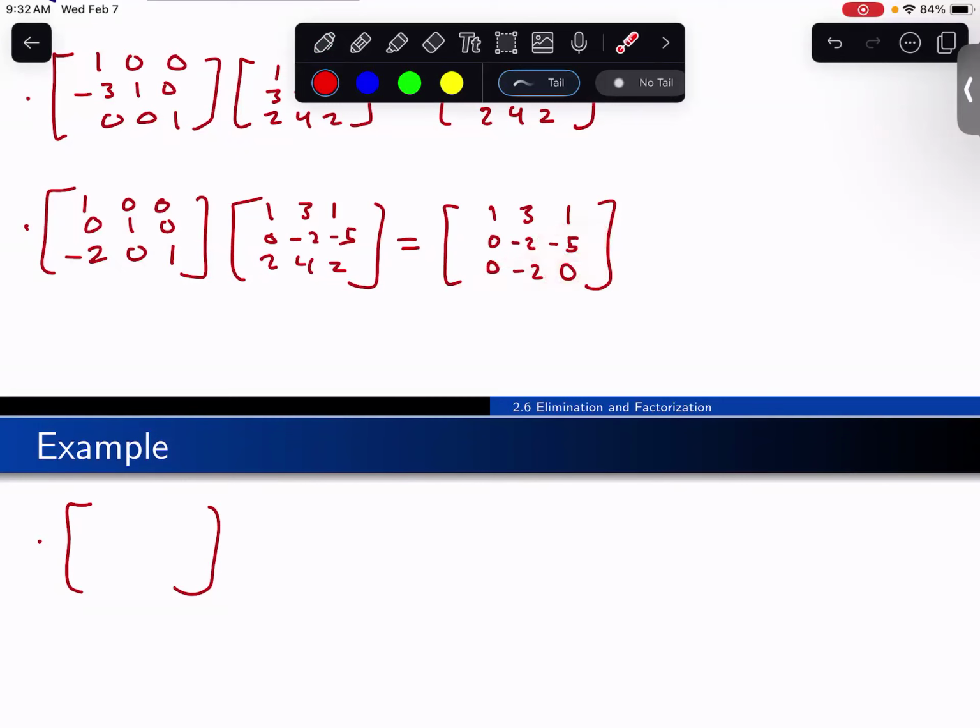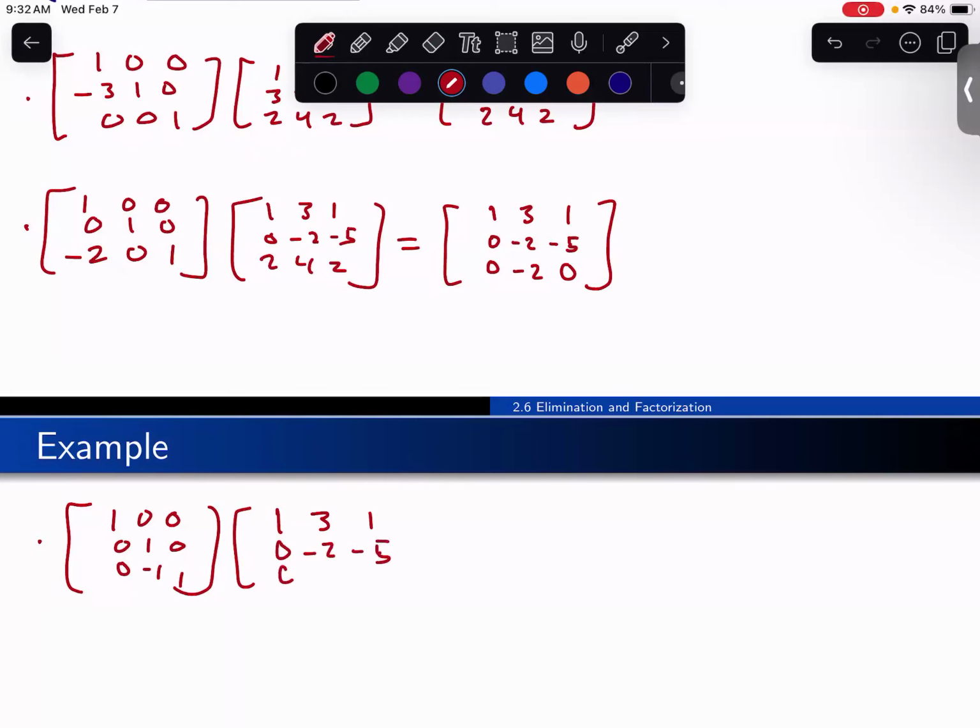Okay, and then the last thing we want to do is get rid of this minus 2. So what we're going to do is take row 3 and subtract from it row 2. That's going to be 1, 0, 0, 0, 1, 0, 0, minus 1, 1. And if you multiply, oh yeah, there should be a 1. And this will be 0, minus 2, minus 5. This will be 0. And then you'll do minus 2, minus 2, plus minus 2 will give you 0. And then you have just 5.